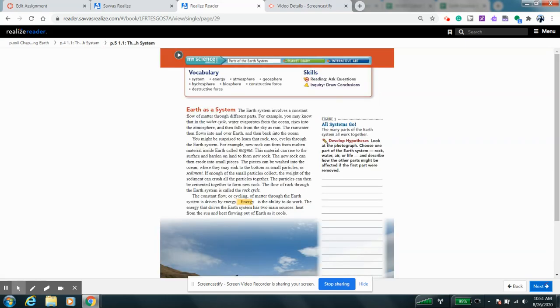Again, where do we find our vocabulary words? It's the top of the second page, and you are going to be writing down the definitions for every single vocabulary word. Okay, so this is your tips and tricks for Pearson, now known as Savvas.